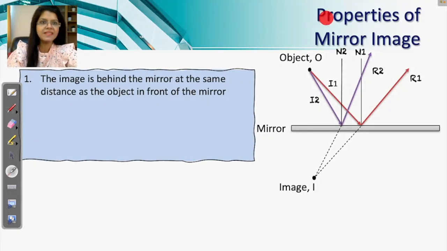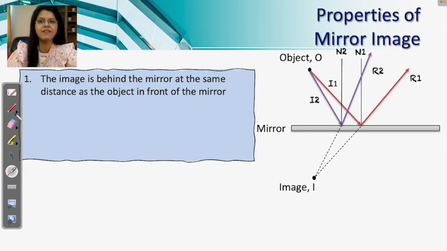Some of the properties of the mirror image. So now that we have found the image, let us understand some of the properties of the mirror image. The image is behind the mirror. When you see yourself in the mirror, your image is behind the mirror. Though behind the mirror there is a wall, nothing else, you see that the image is inside. It's imaginary, right? Similarly, here also the image is behind the mirror. And at what distance? At the same distance as the object is in front of the mirror.